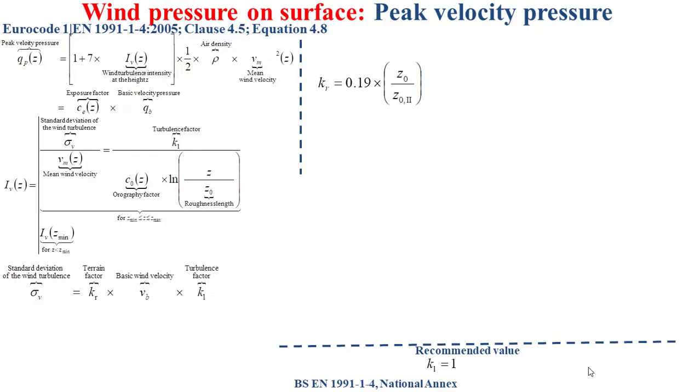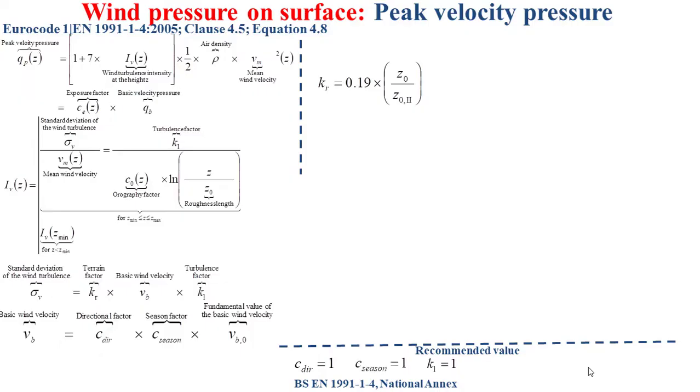And for additional information, you have to examine the bridge standards associated to the European standards 1991-1-4 national annex. And the basic wind velocity is expressed as a certain directional factor C dir, multiplied by a certain season factor C season, multiplied by a certain fundamental value of the basic wind velocity Vb0. And here the recommended value of the directional factor is equal to 1, and the recommended value of the season factor is also equal to 1.